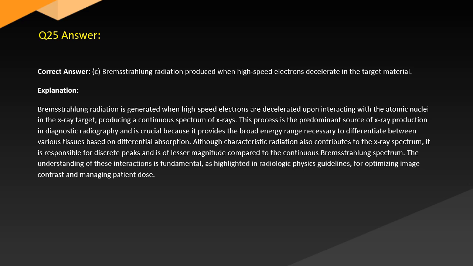Although characteristic radiation also contributes to the X-ray spectrum, it is responsible for discrete peaks and is of lesser magnitude compared to the continuous Bremsstrahlung spectrum. The understanding of these interactions is fundamental, as highlighted in radiologic physics guidelines for optimizing image contrast and managing patient dose.